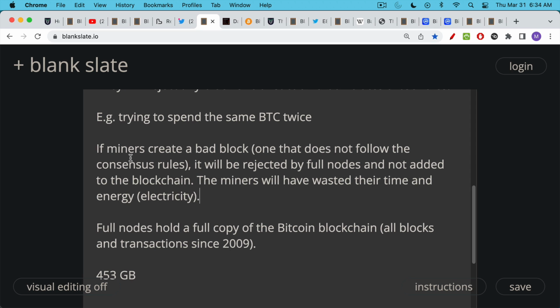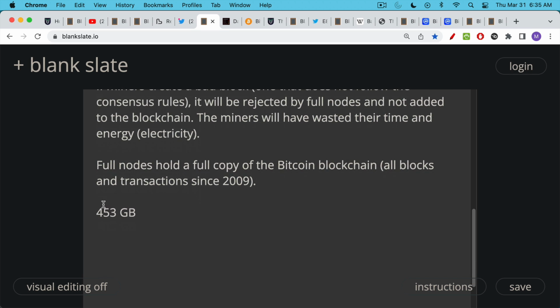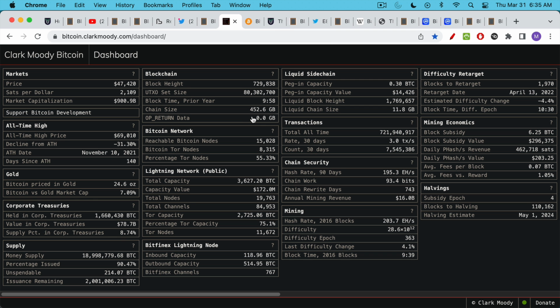Now, full nodes, in order to do this sort of verification, have to have a copy of all the transactions and all the blocks that have occurred on the Bitcoin blockchain. In other words, a full version of the Bitcoin blockchain going back to the Genesis block, which Satoshi Nakamoto mined in early 2009. This blockchain currently takes up about 453 gigabytes. If you want to know how big it is, you can go to Clark Moody's Bitcoin dashboard, and right here at the top under blockchain, you can see chain size 452.6 gigabytes.